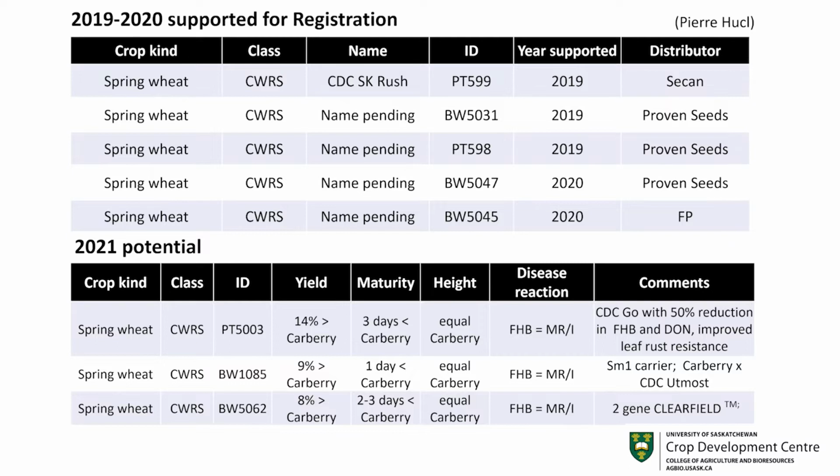And the second one, BW 1085, is an Sr 1 carrier, a cross between Carberry and Atmos. And the third one, BW 5062, has 2 genes for Clearfield. So each of these has a strength unique to it. So these will be proposed at the next PGDC meeting.